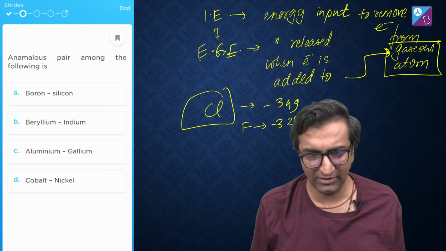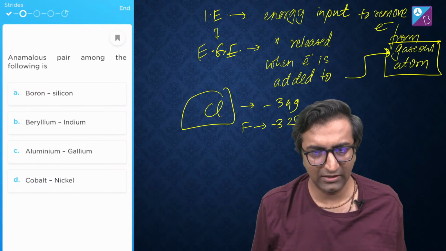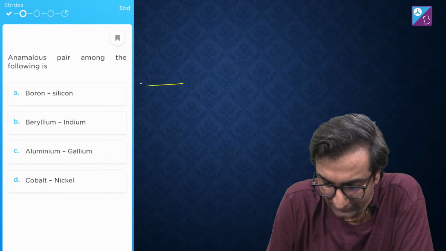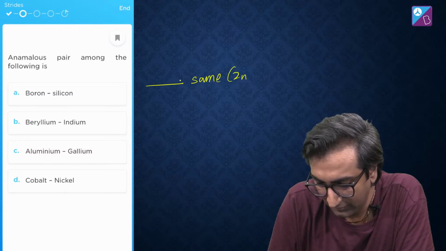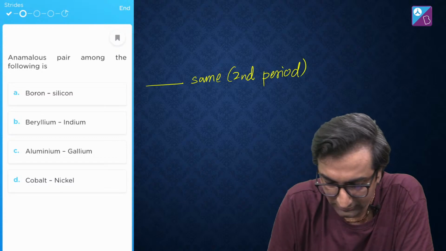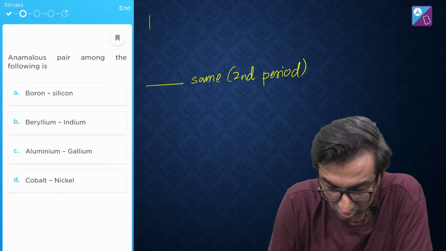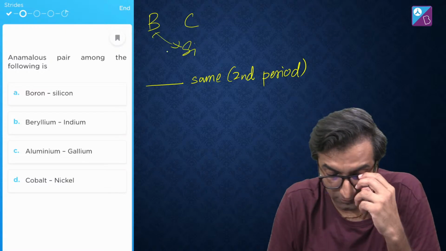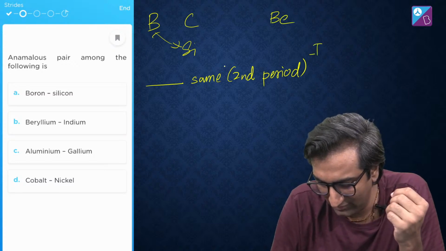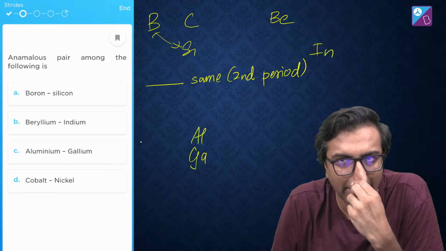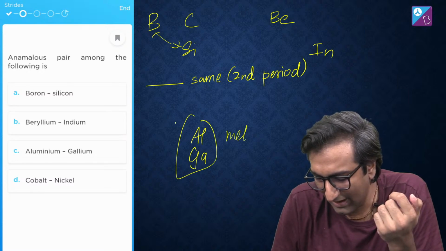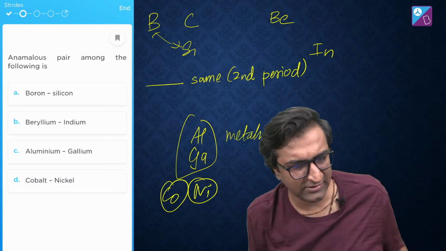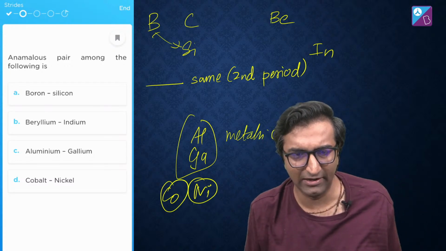So I can think of one way to look at this. As I told you, I haven't seen this question before, I'm just thinking through it. One idea is that if they are in the same period, which is the second period, maybe they are anomalous. But I don't see any from the second period. Boron is there, but silicon came below. Boron, then carbon, then silicon. That's a weird pair. In fact, diagonal relationship, I don't know what that could be. Beryllium, indium, okay, that's weird. Aluminium, gallium, I could say they are anomalous in the sense that these are metallic kind of. Cobalt, nickel, they're in the same period. Okay, I'm not sure what the question is asking for. What do you think? I'm asking for your opinion.